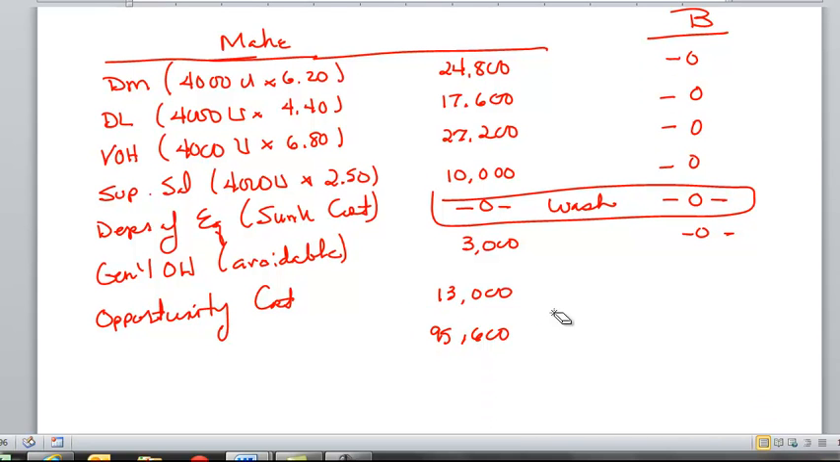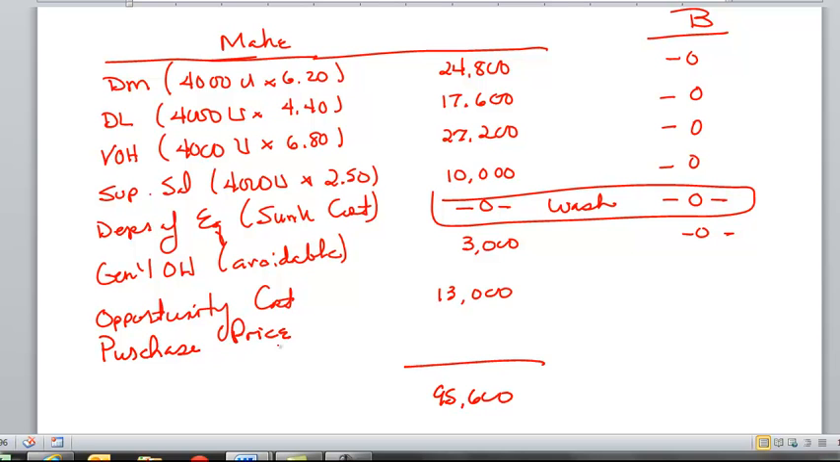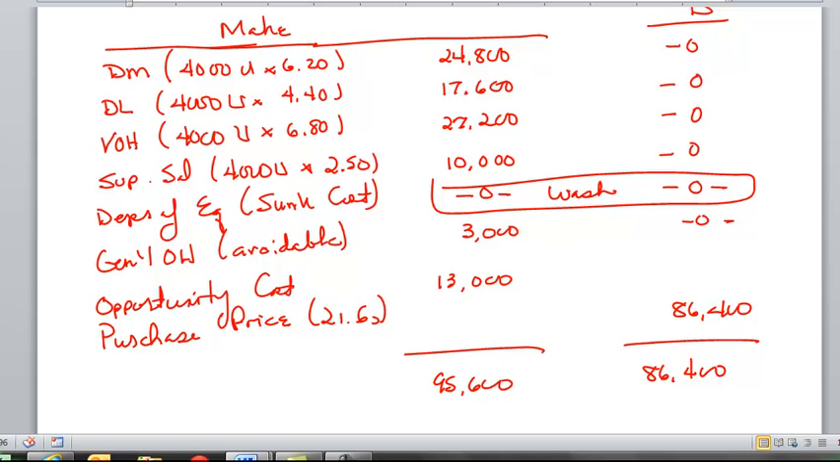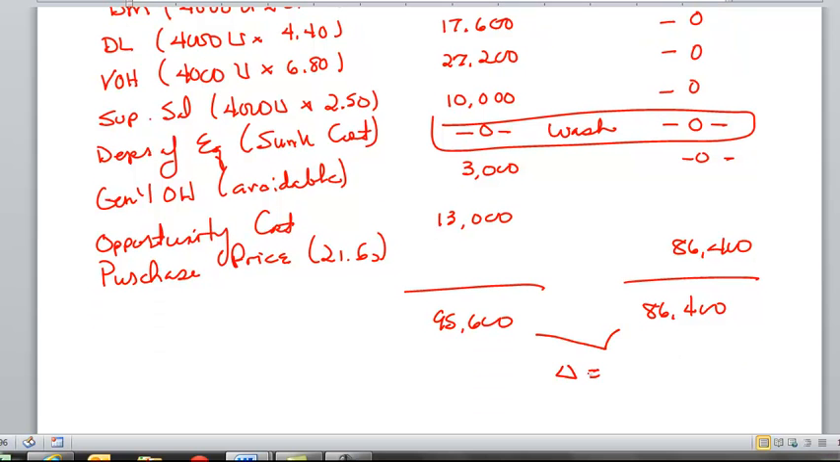And I'm actually going to move this down a little bit because we're going to put one more line in here. Now the last thing to think about is the purchase price. If we purchase, and that's $21.60 per unit times the 4,000 units, and that would be a cost of $86,400. So $86,400 gives us a difference of $9,200. Now I'm going to show you how we can treat that opportunity cost a different way.